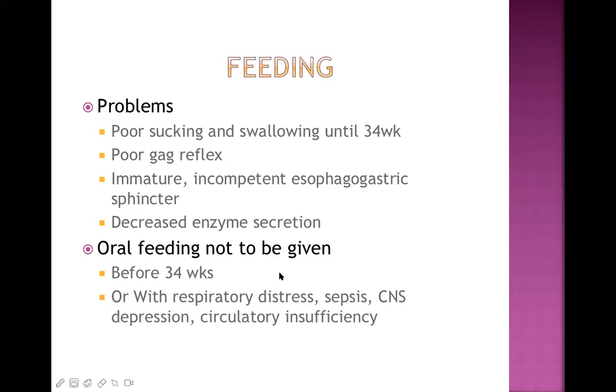Oral feeding is not to be given before 34 weeks because the baby cannot swallow, or it should not be given with respiratory distress, with sepsis, with central nervous system depression, like in coma, or if the baby is having shock or circulatory insufficiency, because there is a high chance of aspiration in this type of situation. So oral feeding should not be given at all before 34 weeks, or even after 34 weeks with these problems. We should wait. We should give IV fluid. Wait for this condition to settle, then start the oral feeding.